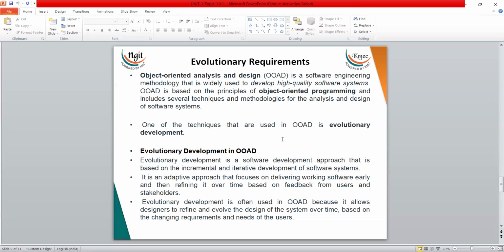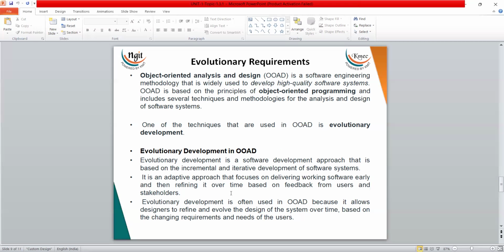Evolutionary development is a software development approach based on the incremental and iterative development of the software system. As we know, the various software development lifecycle models include the incremental model, iterative model, and evolutionary model. The evolutionary model is also a software development approach. It is an adaptive approach that focuses on delivering working software early and then refining it over time based on feedback from users and stakeholders.